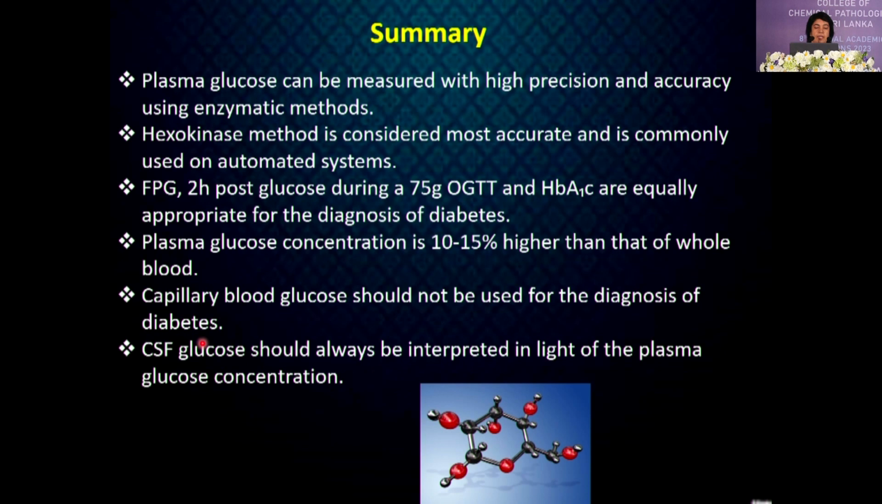So in summary, plasma glucose can be measured with high precision and accuracy using enzymatic methods. The hexokinase method is considered most accurate and is commonly used on automated systems. Fasting plasma glucose, 2 hours post-glucose during a 75 gram OGTT, and HbA1c are equally appropriate for the diagnosis of diabetes. Plasma glucose concentration is 10 to 15 percent higher than that of whole blood. Capillary blood glucose should not be used for the diagnosis of diabetes.